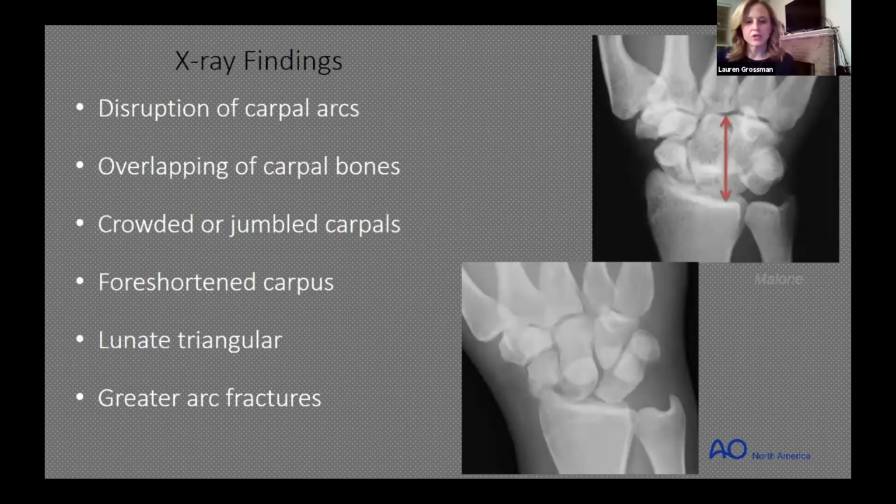And what's interesting is that your lunate also can look triangular. So something looks off here, your lunate's triangular. That pretty much is telling you there's something going on here, most likely a perilunate dislocation with the way that this lunate looks. And then, of course, you're looking for your greater arc fractures. As you can see, there's this scaphoid fracture.